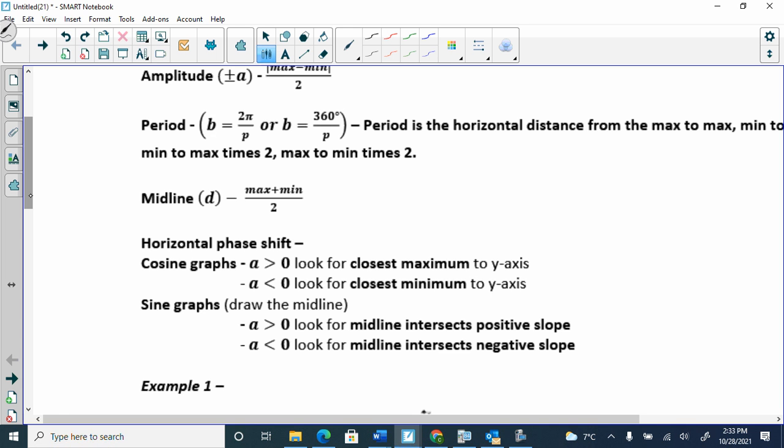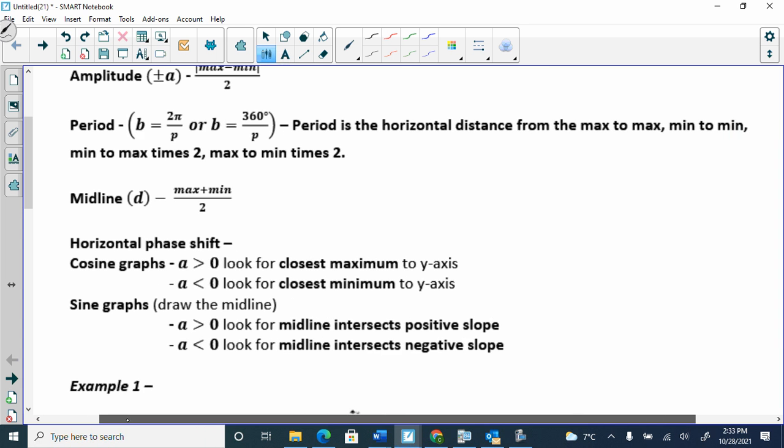Now, the period is the horizontal distance from a max to a max, or a min to a min, or a min to a max times 2, or a max to a min times 2, right? If I go from a max to a max, then it'll repeat itself again. If I go from a min to a min, it'll repeat itself again. If I go from a max to a min, that's halfway, right? So I just have to find that horizontal distance, and times by 2.